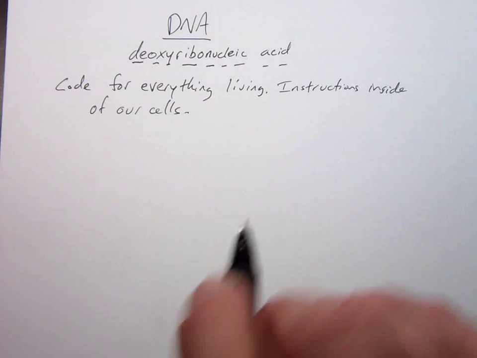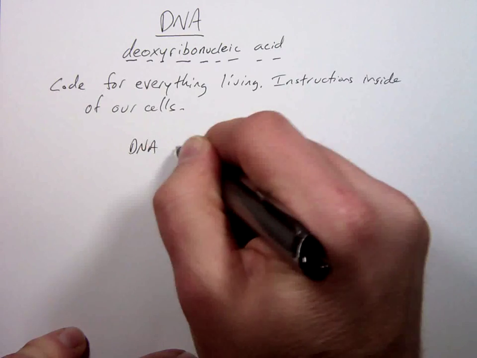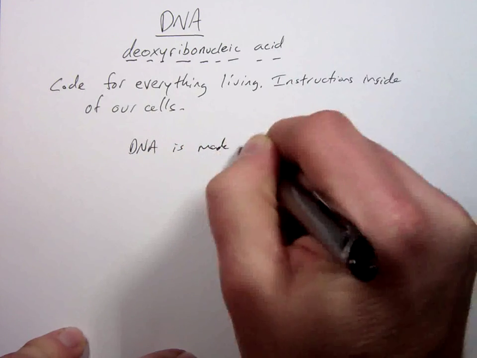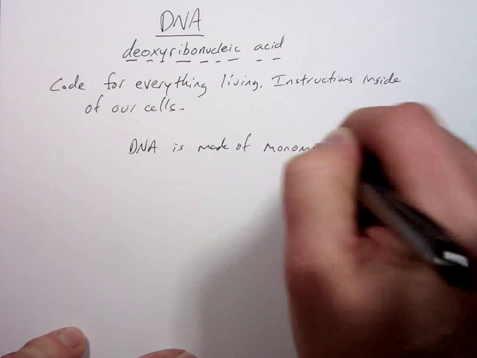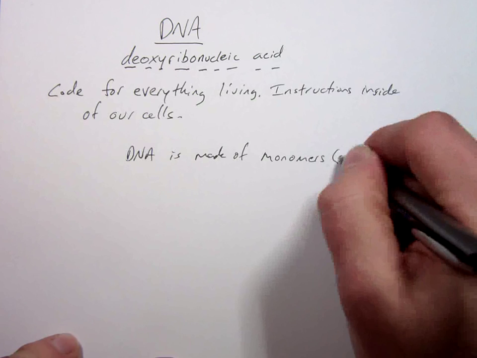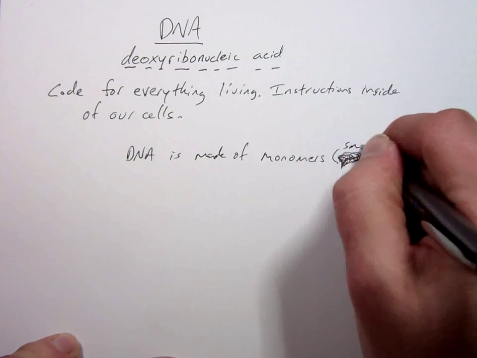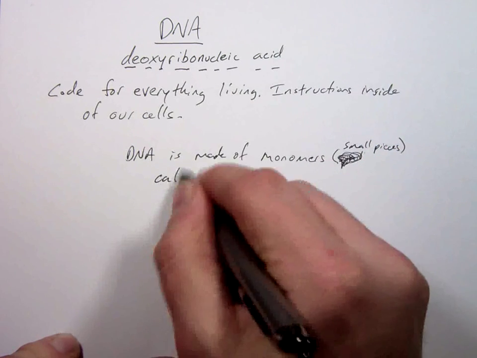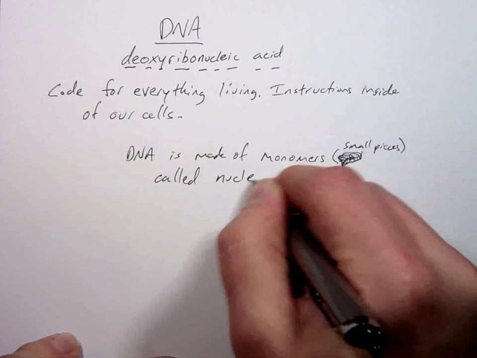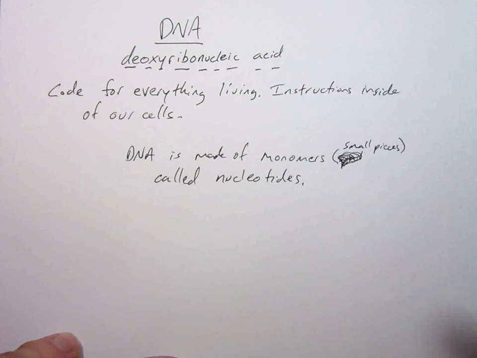But let me simplify this, okay? Let me show you a very simple drawing. DNA is made of monomers. That's from an earlier unit. Those are the small pieces called nucleotides. They're called nucleotides. And the nucleotide has these 3 parts in it.